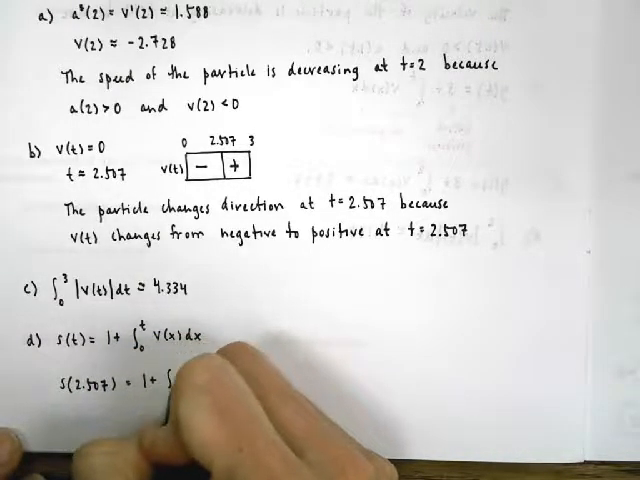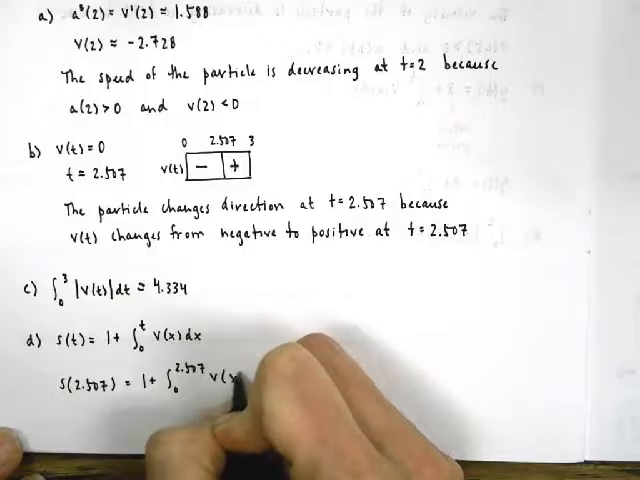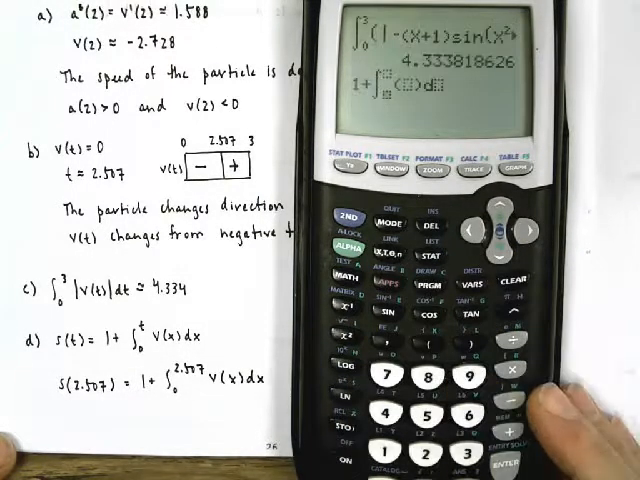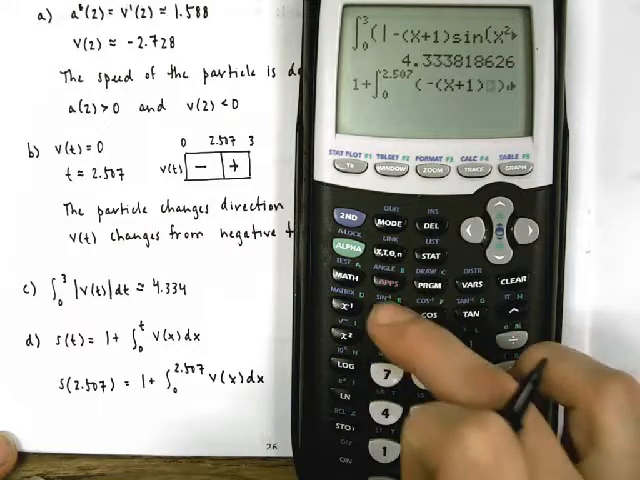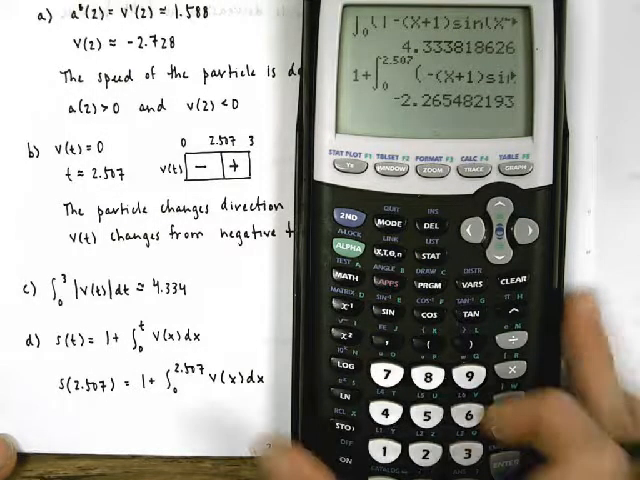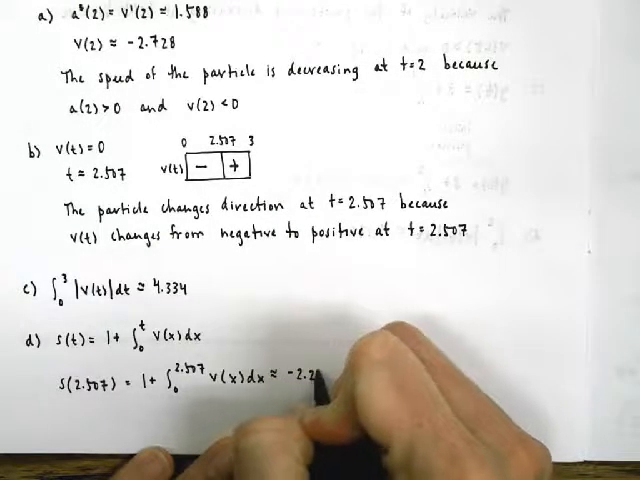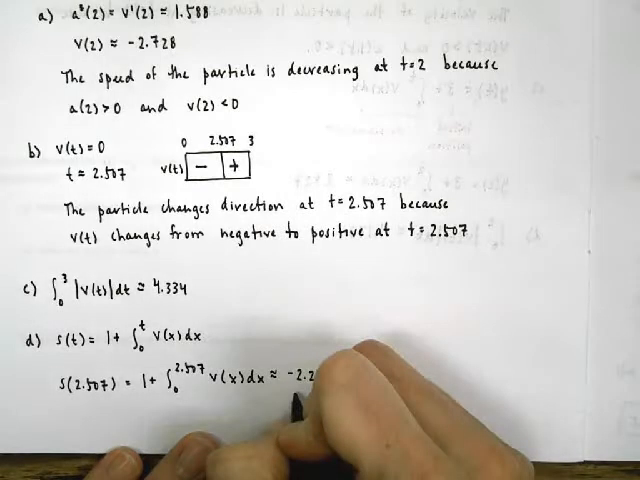So we get 1 plus the integral from 0 to 2.507 of the velocity function dx. We're going to go to our calculator for that. I want to do 1 plus math 9, so 0 to 2.507. My velocity is the opposite of x plus 1 times the sine of x squared divided by 2 dx. So negative 2.265. That's telling me essentially that I'm 2.265 units to the left of the origin.